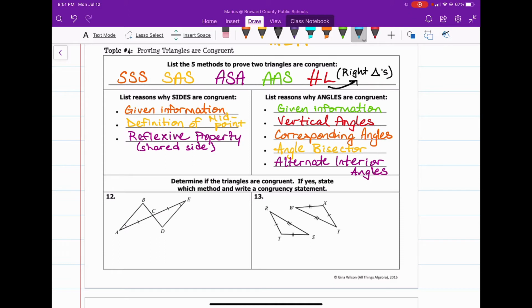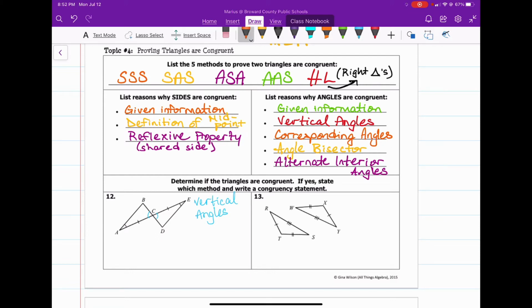At number 12, the instructions say, determine if the triangles are congruent. If yes, state which method and write a congruency statement. So, taking a look at number 12, first thing I notice is that this diagram has vertical angles in it. So we have our vertical angles, and our vertical angles are right here where the C is. Now, what we need to do is go ahead and label the parts where we have congruent markings.